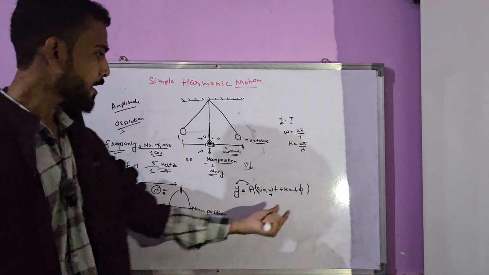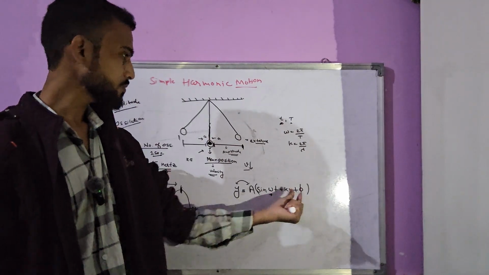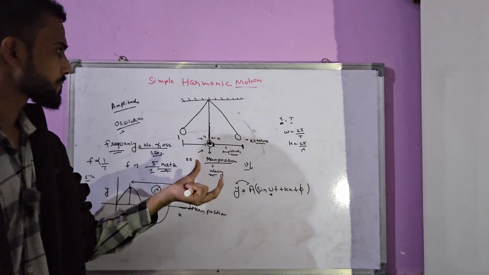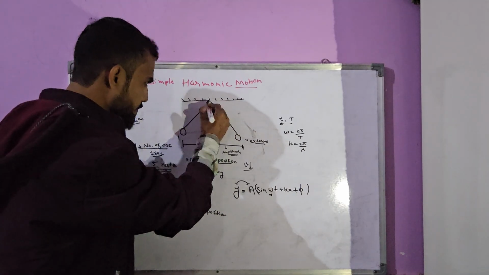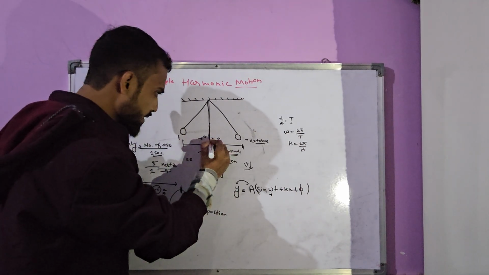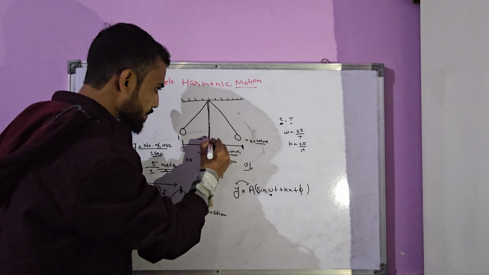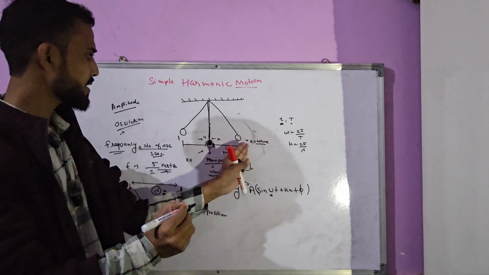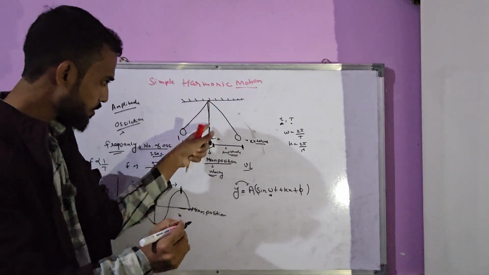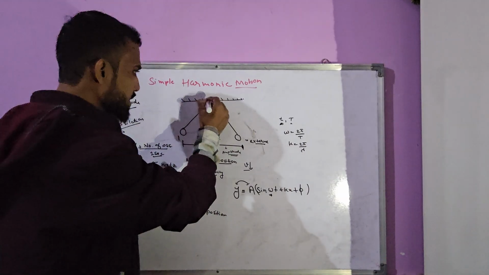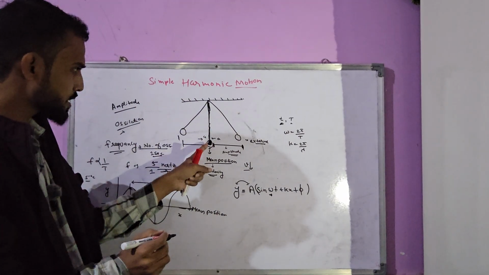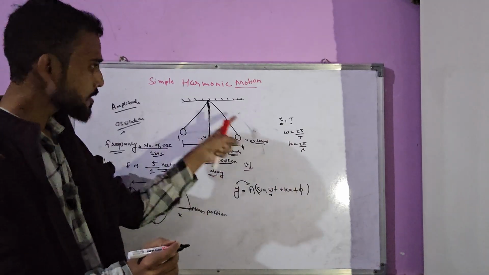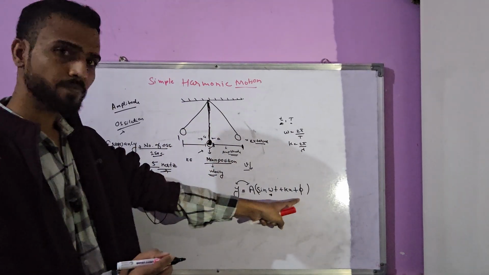Now what is phi here? Phi is the phase difference. Suppose the particle starts moving from the mean position, from here to the extreme position. What is the angle on this line? If we look at this equation, the angle will be 0. So it means phi is nothing but 0.